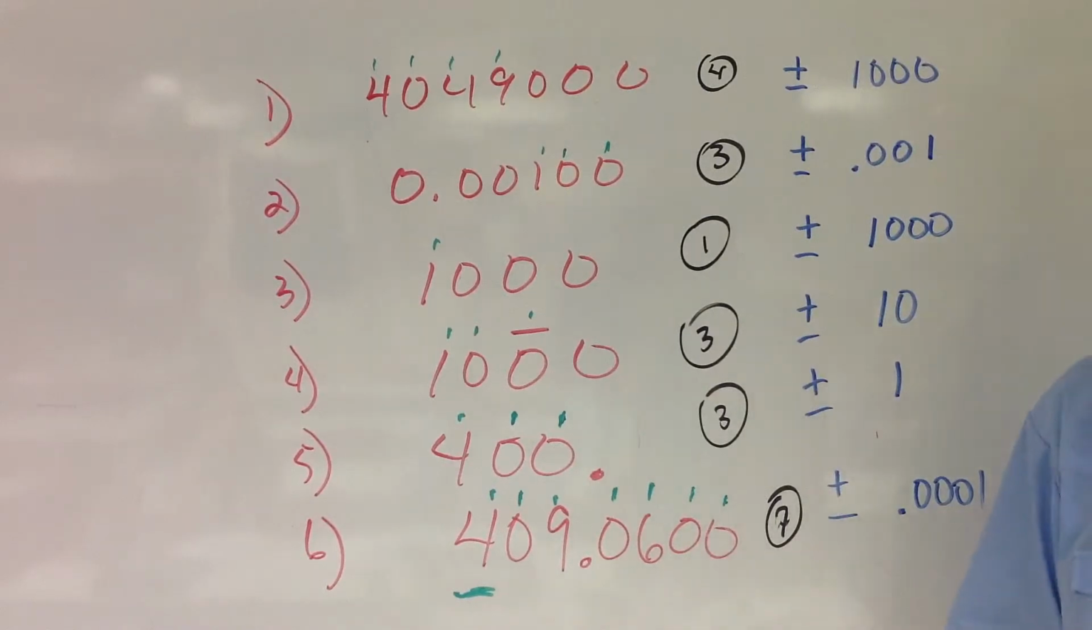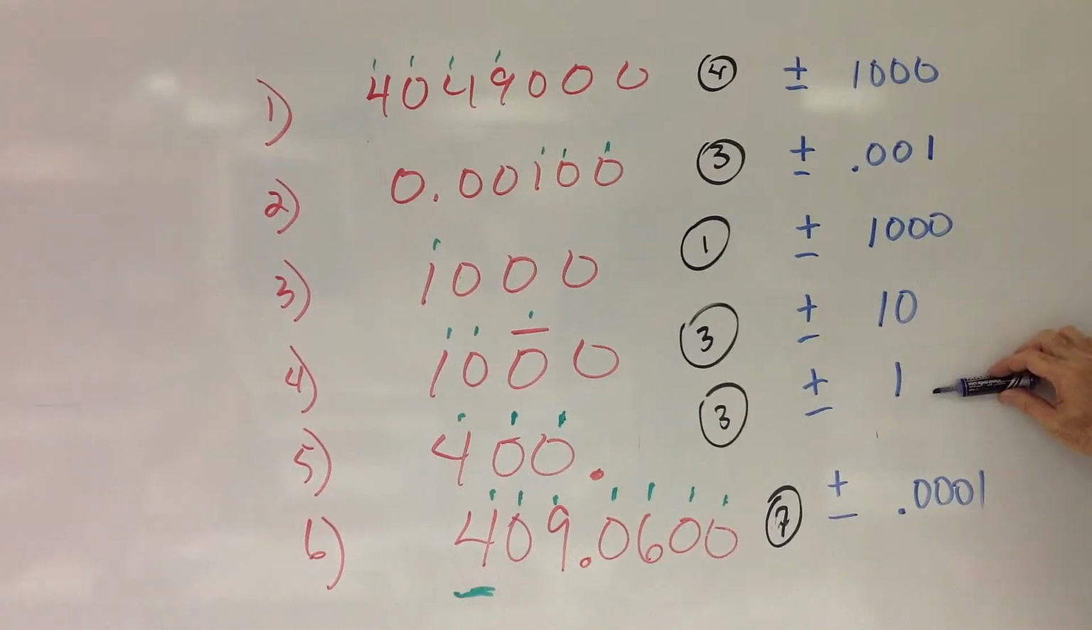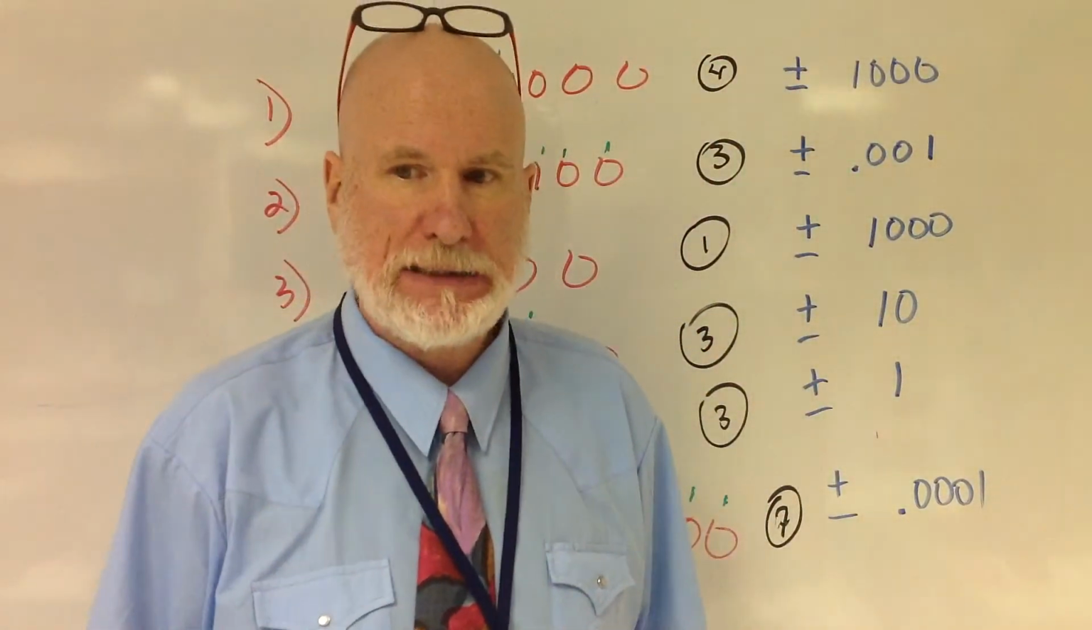Thousands, thousandths, thousands, tens, ones, 10,000s. Have I made a mistake? Is that good? Is that a little clearer based on your readings?